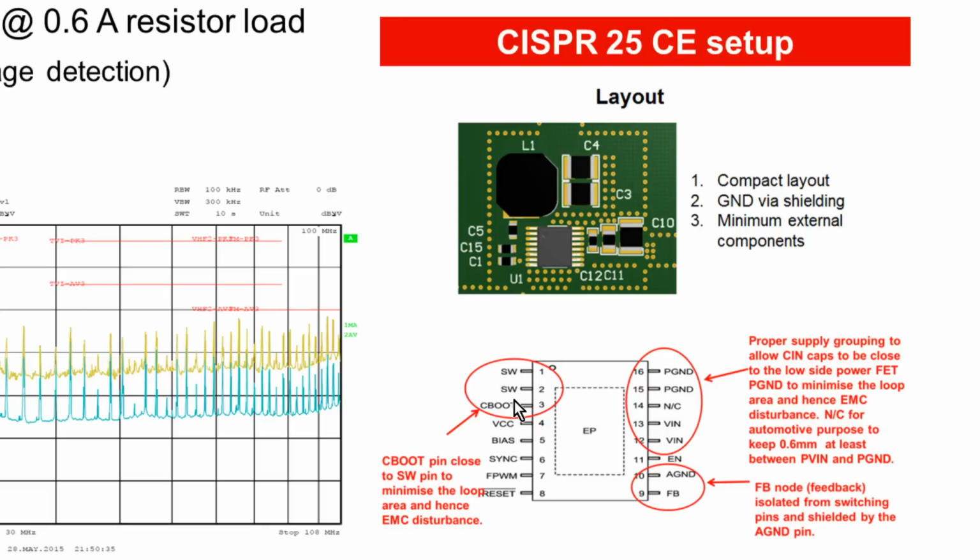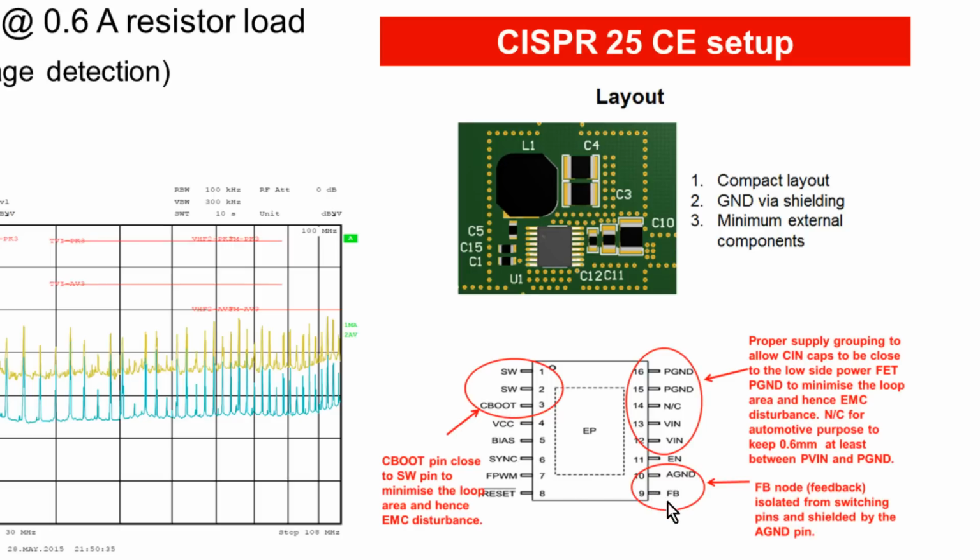Also, the C-boot is placed next to the switch node, and by doing so again we minimize the loop area, so that you can put a small cap between the switch node and the C-boot.